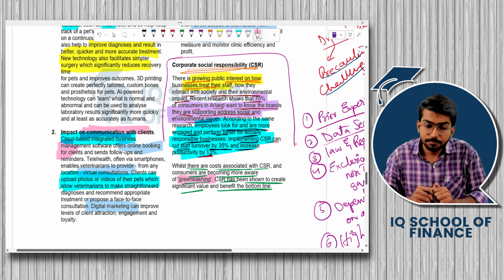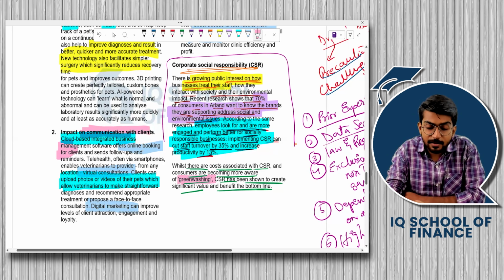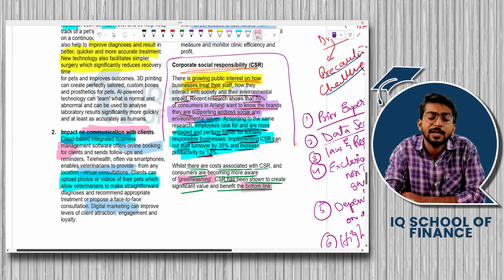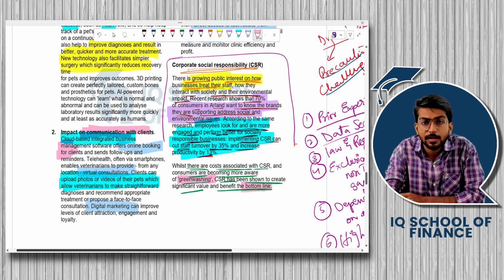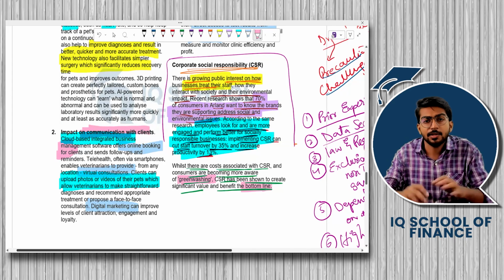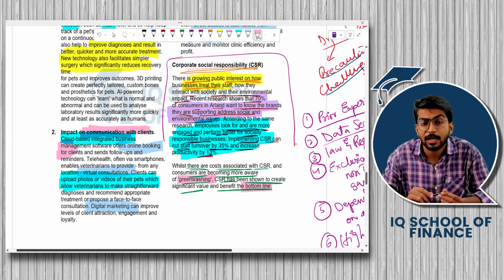So they are saying that although there are associated costs and consumers are becoming more aware of greenwashing, CSR still has significant value and benefit in the bottom line. Bottom line means your profit after tax, right? So they're saying that all of these are happening, but still customers are supporting the greener companies.